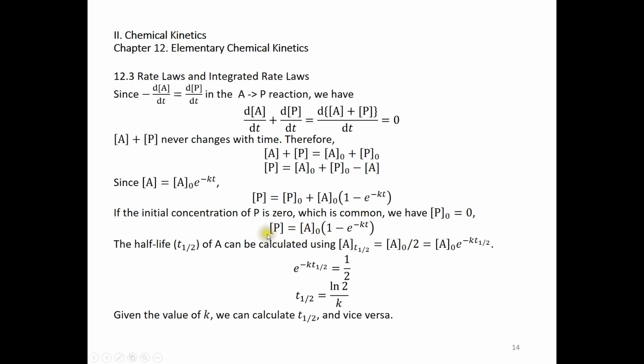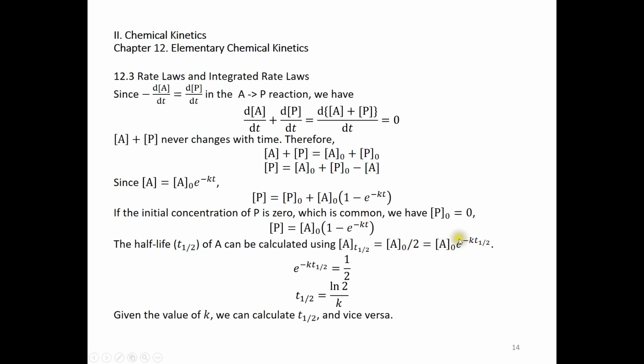Alright, we have the expression for the concentration of P as well, and we can plot how P changes with time. Now let's look at the half-life of A. What's half-life? That's when the concentration of A drops to only 50% of the initial concentration. So based on this definition, the concentration at half-life is just 1/2 of A naught, and it's also equal to A naught times e to the power of negative k times half-life. This is from the integrated rate law of the first order reaction.